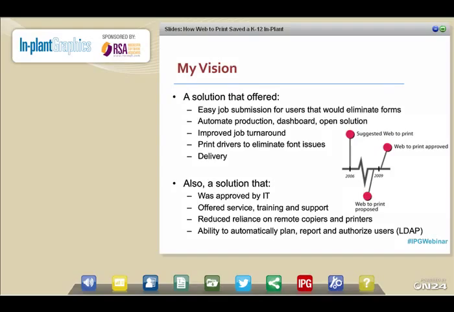We also wanted to put in utilities that eliminated any digital workflow that we had already had and eliminate font issues. It also needed to be approved by IT, and we needed to be able to service it and support it and reduce their reliance on remote copiers and printers in the building.